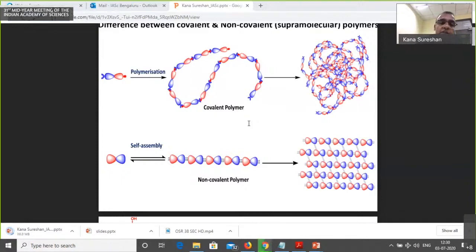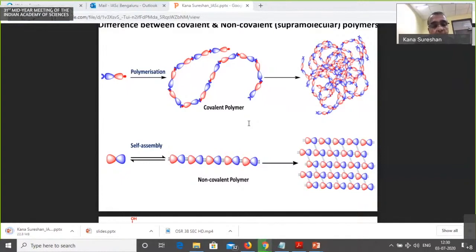If it is very strong, we say it's a covalent bond, and we get a normal covalent polymer. And we usually synthesize them in a solution, as a result of which you get a random polymer. Actually, there is no order for the polymeric chain we get.